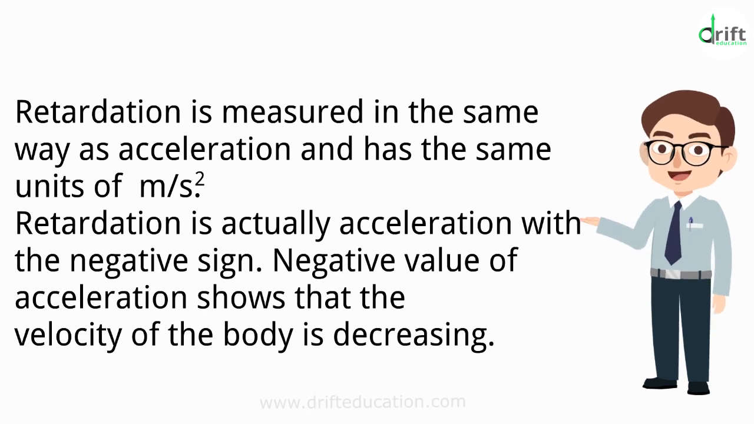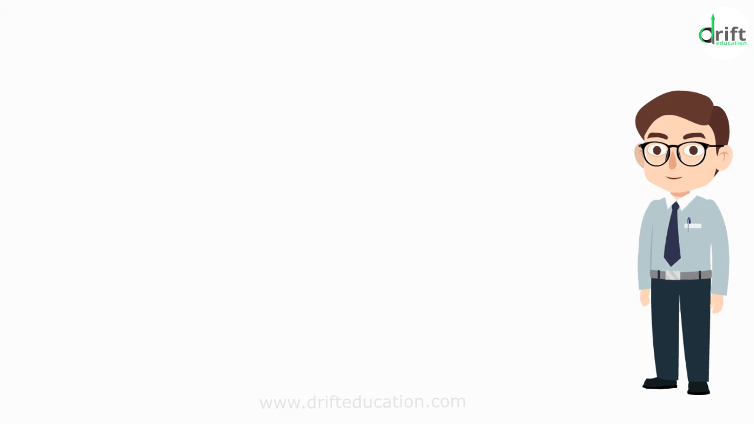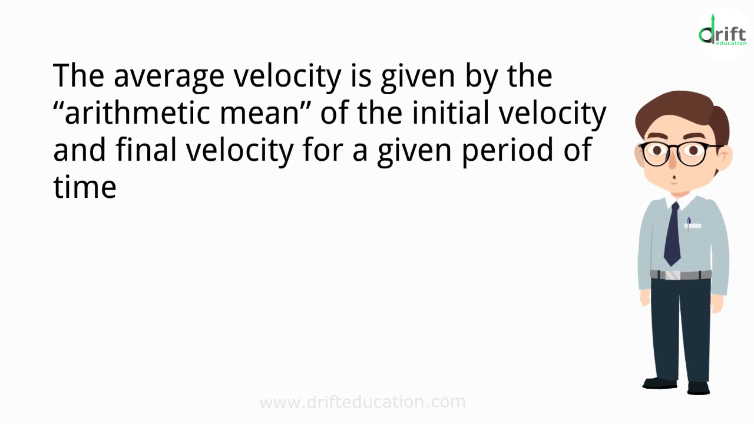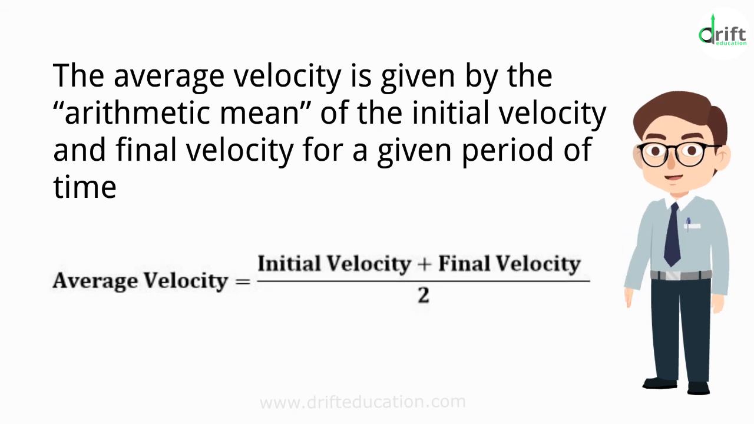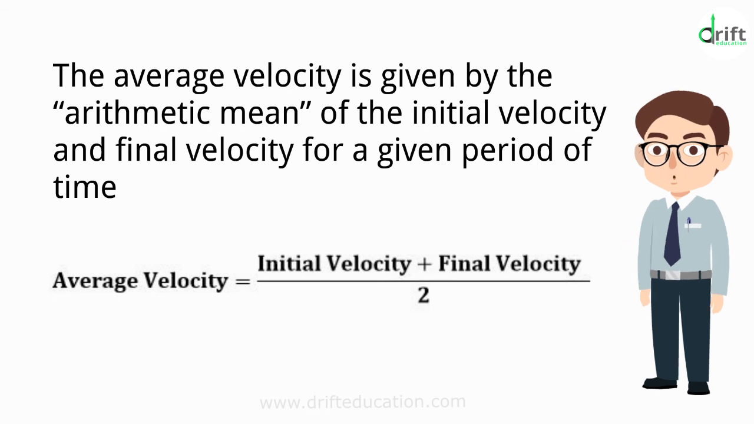Now, if the velocity of a body is always changing, but changing at a uniform rate, that is, acceleration is uniform, then the average velocity is given by the arithmetic mean of the initial velocity and final velocity for a given period of time. That is, average velocity equals initial velocity plus final velocity by 2.